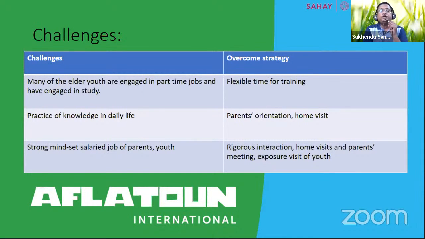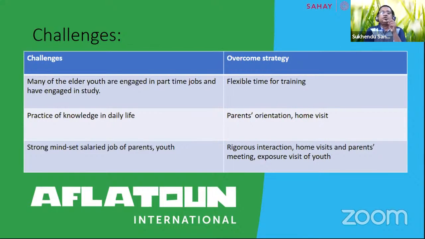So we did a lot of parents' orientation and a lot of home visits, and by these activities we are able to overcome challenges. Strong mindset, salaried job of parents and youth. Still in our community, the parents and the children think that after completing school or college, they will get a salaried job. So that's why they never think about entrepreneurship as an alternate option.